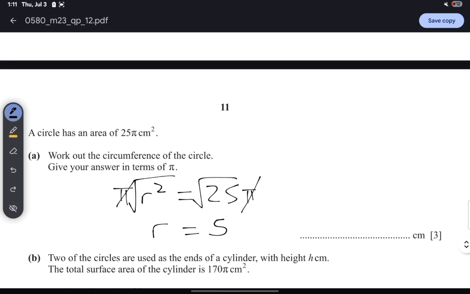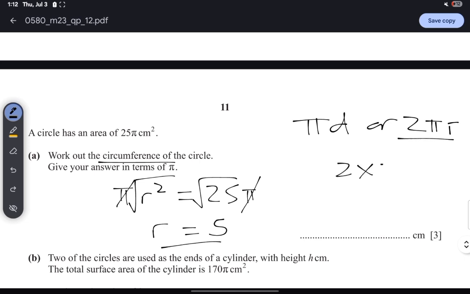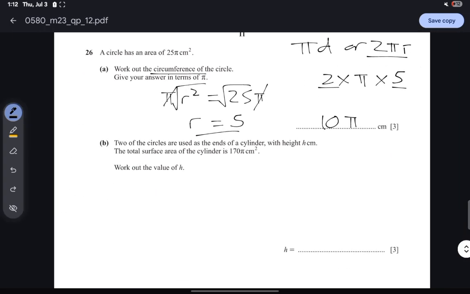Right? Now with 5, we know the circumference is as good as saying the perimeter, which is the distance right around the circle. So for the distance right around the circle, we know it's pi d or 2 pi r. So we're going to use 2 pi r since we have r now. So it's 2 times pi times r, which is 5. 2 times 5 is 10. So we're going to write 10 pi. And that will be our answer.